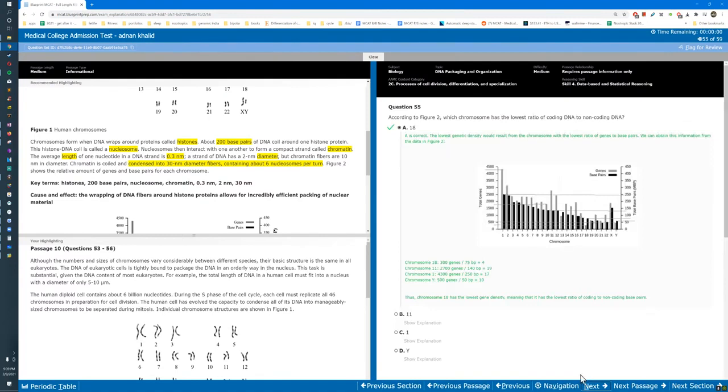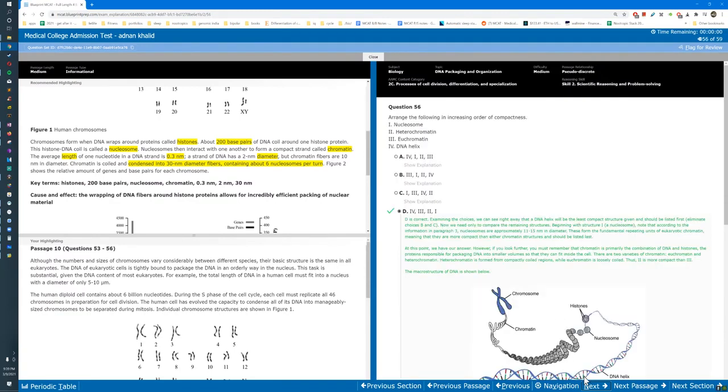Here, I just literally looked at it, and 18 is the only one that has much fewer genes than base pairs, so I just chose that.